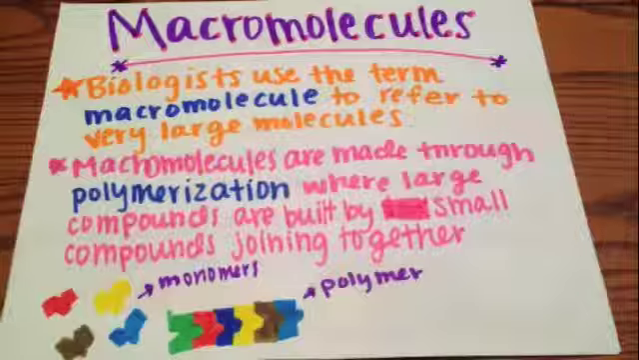pH is the measure of the acidity of a solution. A pH less than 7 is considered an acid, such as stomach acid. Anything with a pH greater than 7 is considered a base, such as human blood. And anything with a pH of 7 is considered neutral.